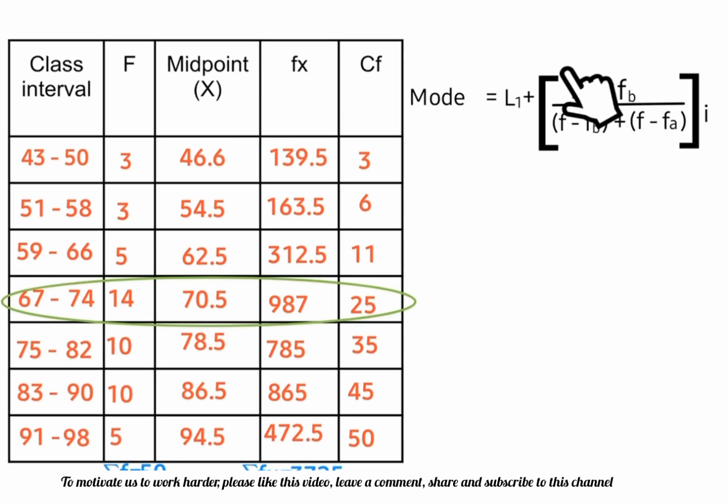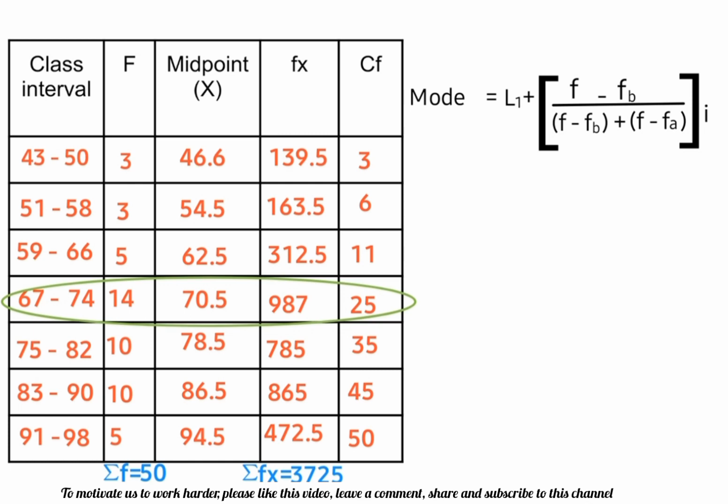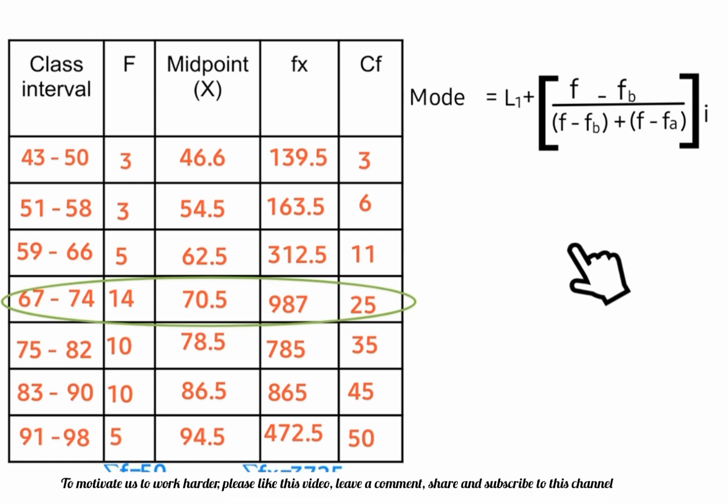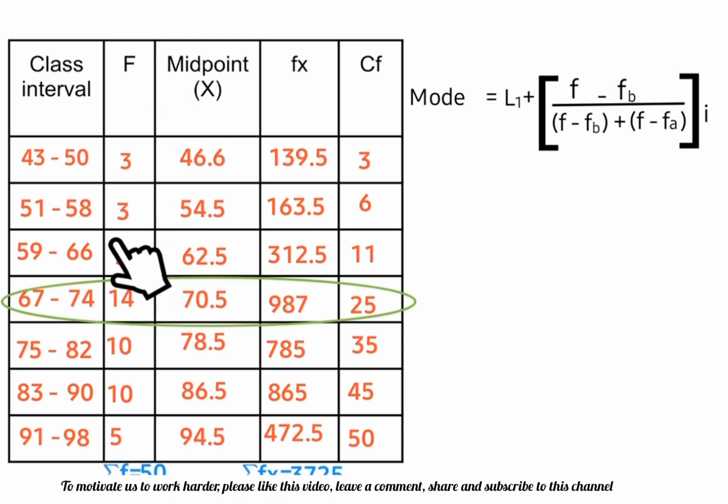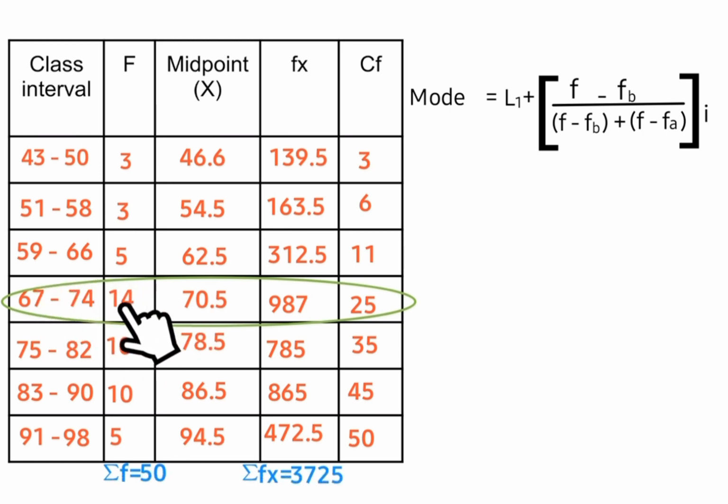Formula for calculating the mode of our group data. The first thing to do is to identify the modal class. The modal class is that class with the highest frequency of occurrence. Looking at our frequency column, the class with the highest frequency of occurrence is this. So this is our modal class. The formula for calculating the mode of our group data is the lower class limit of the modal class plus frequency of the modal class minus frequency of the class before the modal class, divided by frequency of the modal class minus frequency of the class before the modal class plus frequency of the modal class minus frequency of the class after the modal class, times class width.